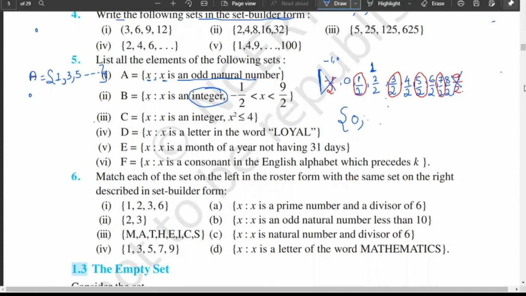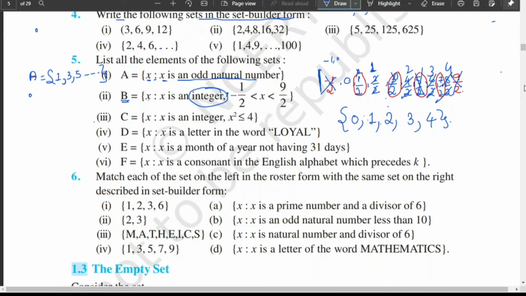1 by 2 is a rational number. Don't take it. 2 by 2 will be 1. Take it. 3 by 2 rational number, not an integer. Don't take it. 4 by 2 will be 2. So take the integer. 5 by 2 not an integer, rational number. Cancel this one. So you take 0, 1, 2 and 4. This is our set for B. So be careful what they are asking. Do go with it.